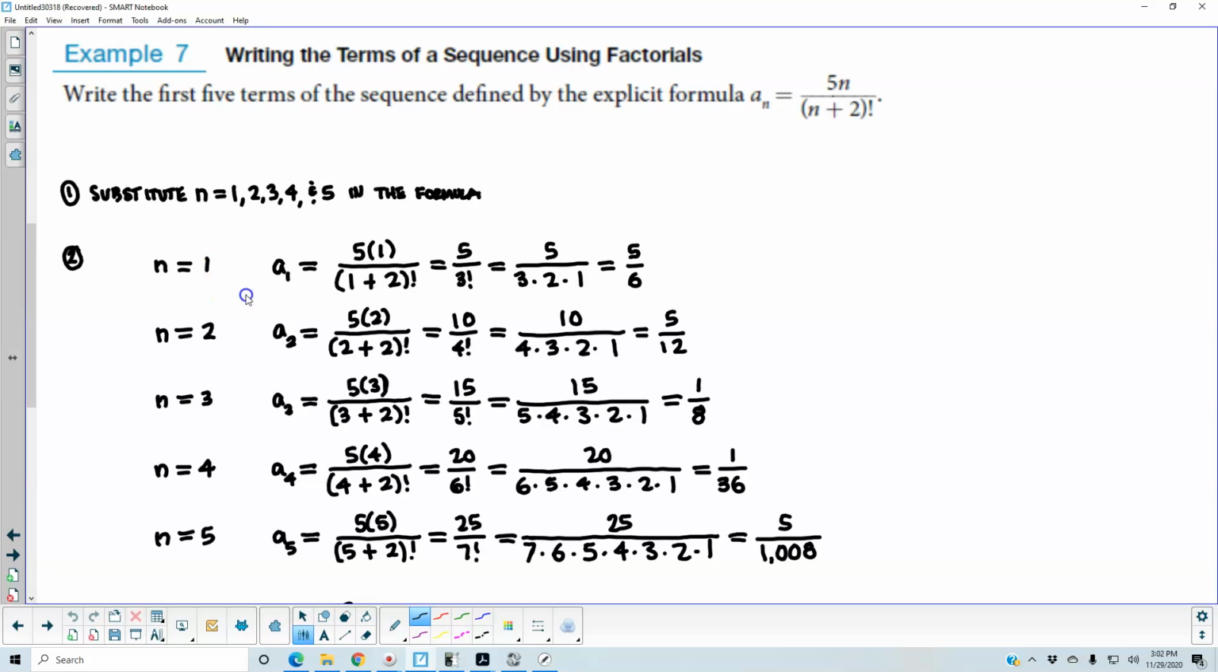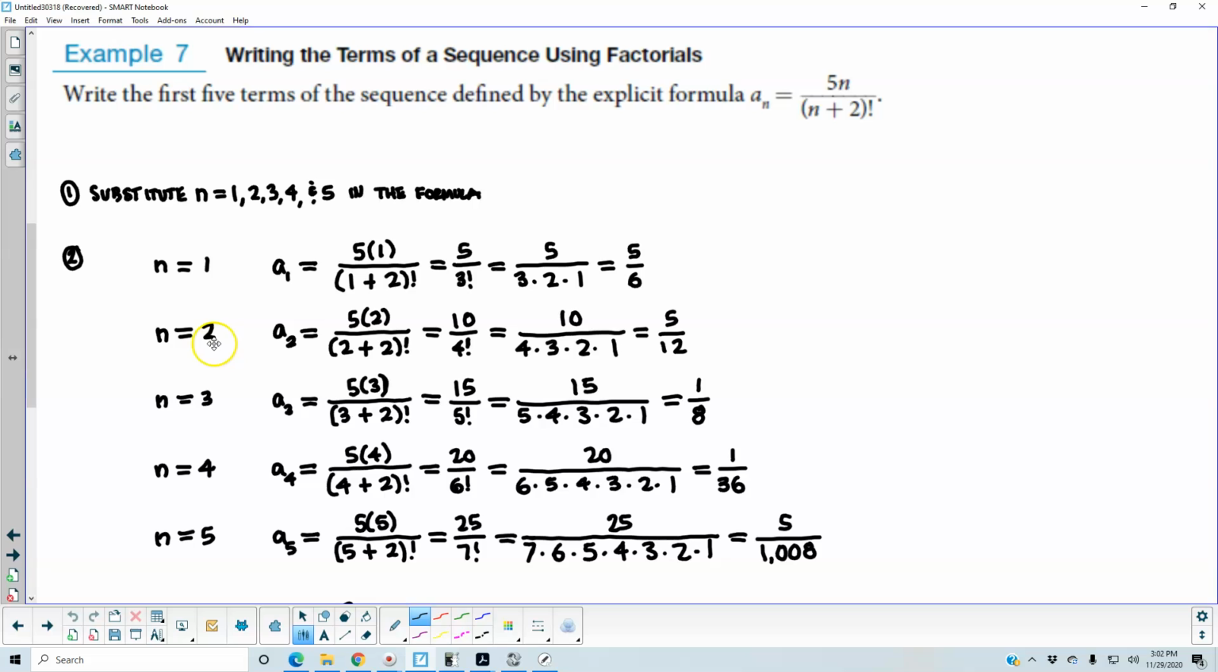So when n is equal to 1, that's going to give us our first term, a subscript 1, and we're going to place n to be 1. So it's going to be 5 times 1 over (1 plus 2) factorial. Well, 5 times 1 is 5. 1 plus 2 is 3 factorial. So it's going to equal 5 in the numerator, and 3 factorial is 3 times 2 times 1, which is equal to 5 over 6.